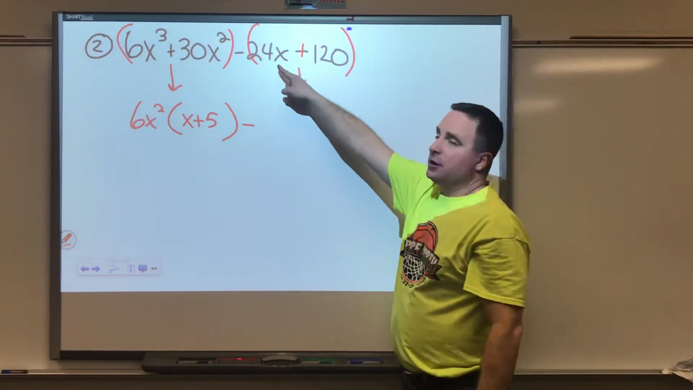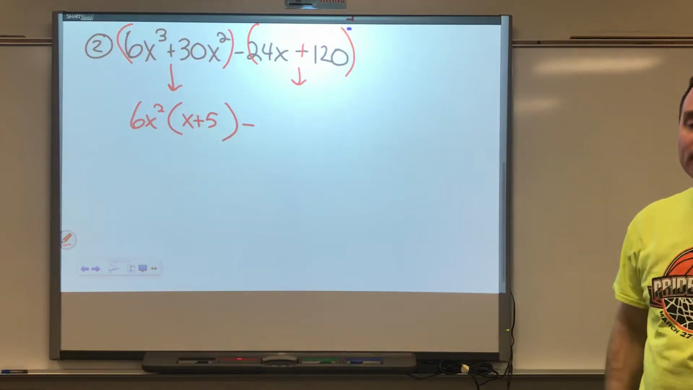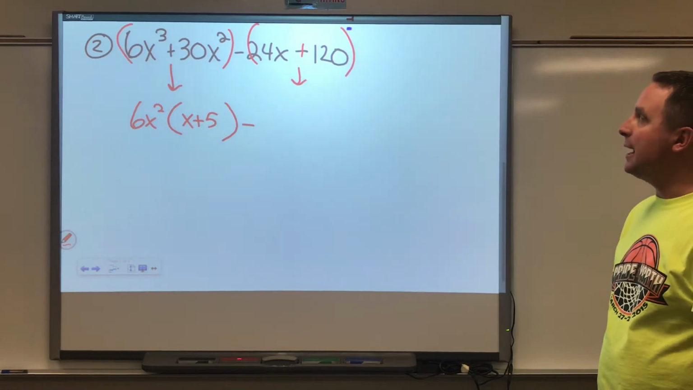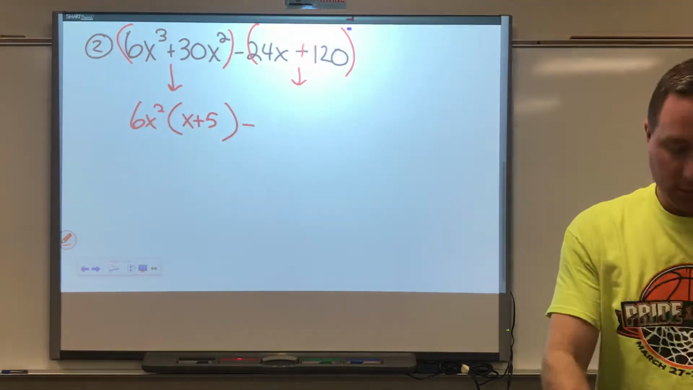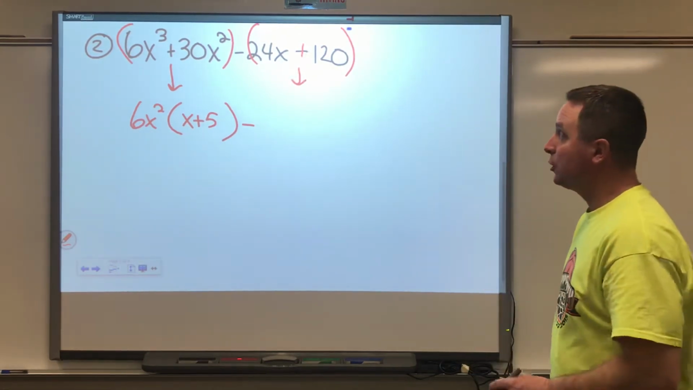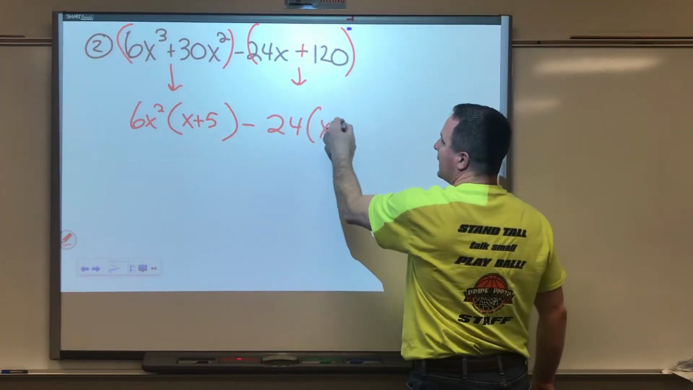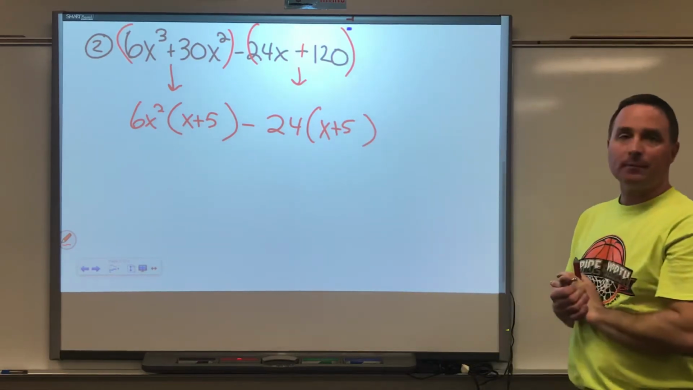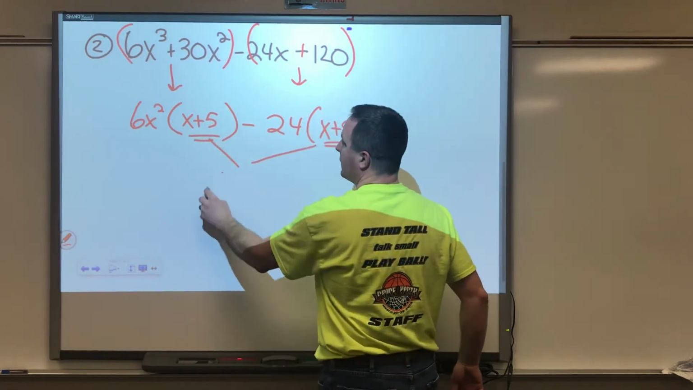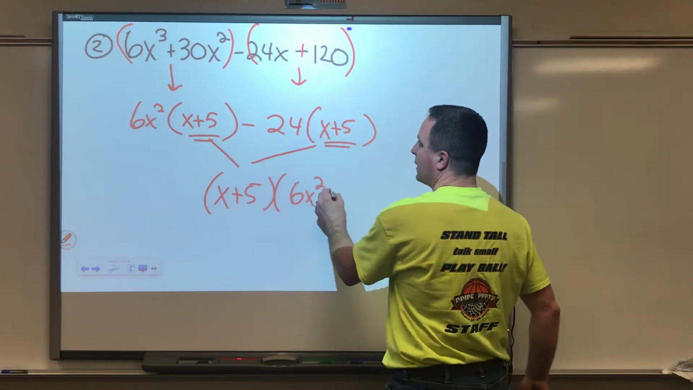Okay? If you look at your factor sheets here, the biggest number that goes into 24 and 120, okay, I think is 12. Nope. Actually, is it 120? Yeah, actually, 24 goes into it. The whole thing. I'm going to take out a 24, and I get x plus 5 left over. Okay? If you look closely, they both have an x plus 5 in common, so I'm going to factor that out. And the leftover part is 6x squared minus 24.